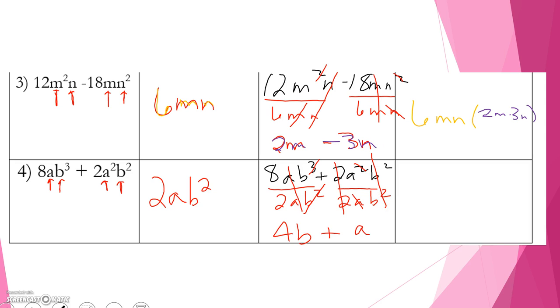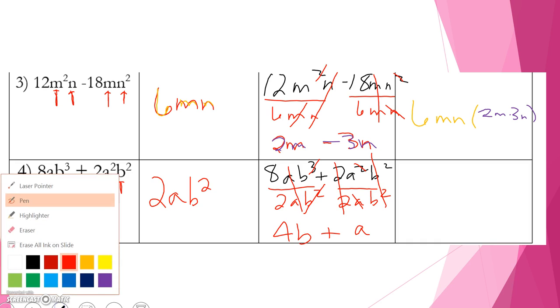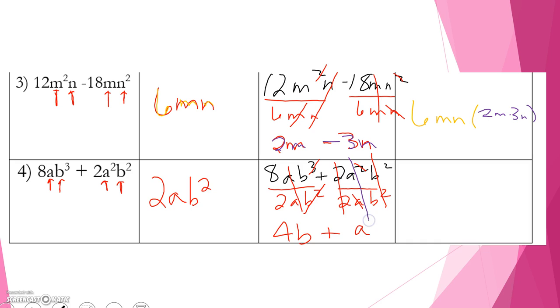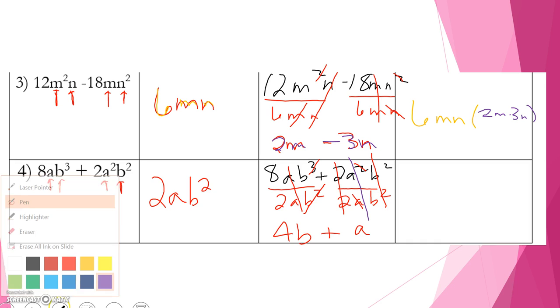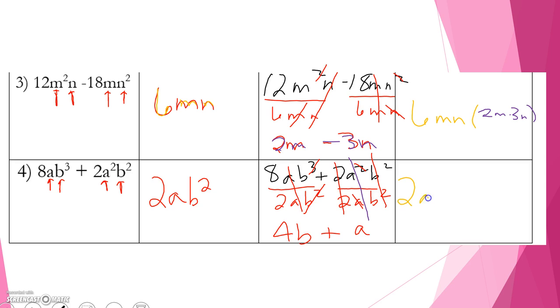And the b's cancel. Now, say everything canceled, so say these a's completely were gone. Let me show you. Say those a's were completely gone. That means we wouldn't have an a left over. If that was the case, you would just put a 1 in its place. All right, so then my final answer is the GCF on the outside and the leftovers on the inside.